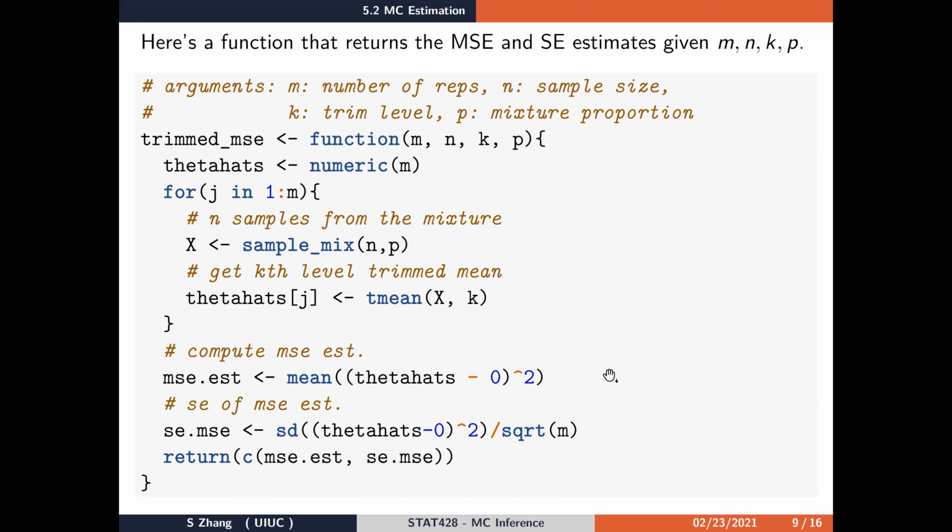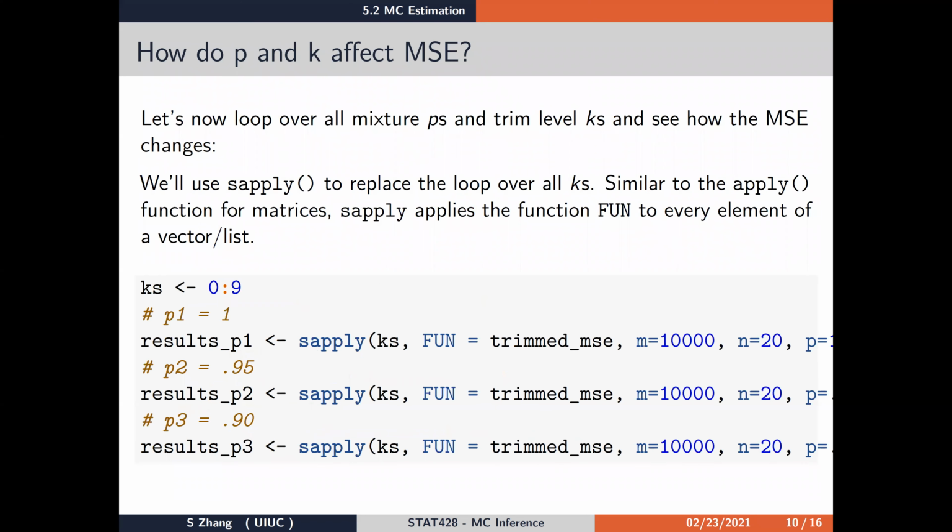Our question in the simulation study is how do p and k affect the MSE of our trim mean? Let's now loop over all possible p's and trim levels k and see how the MSE changes under each combination of p and k. Instead of using a for loop to do this, we will use a function called sapply to replace the loop over all k's. This is kind of similar to the apply function that we applied earlier to matrices.